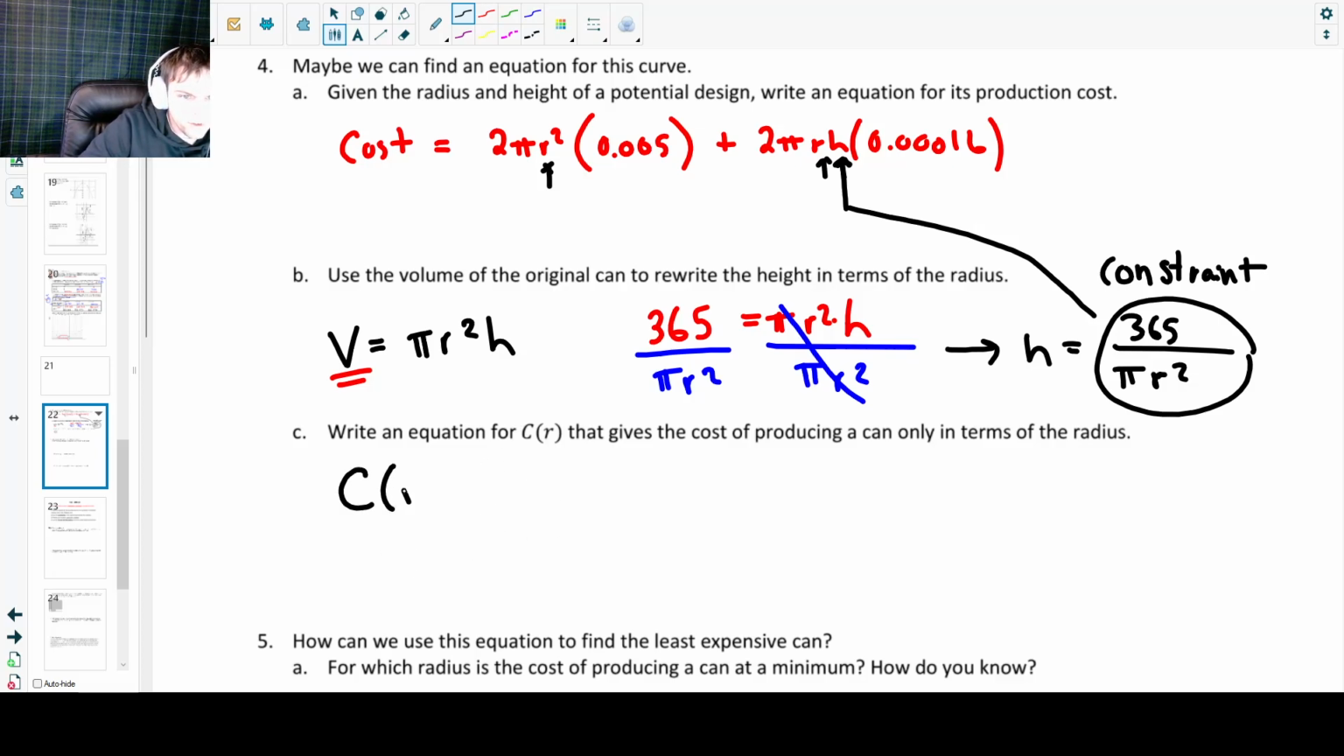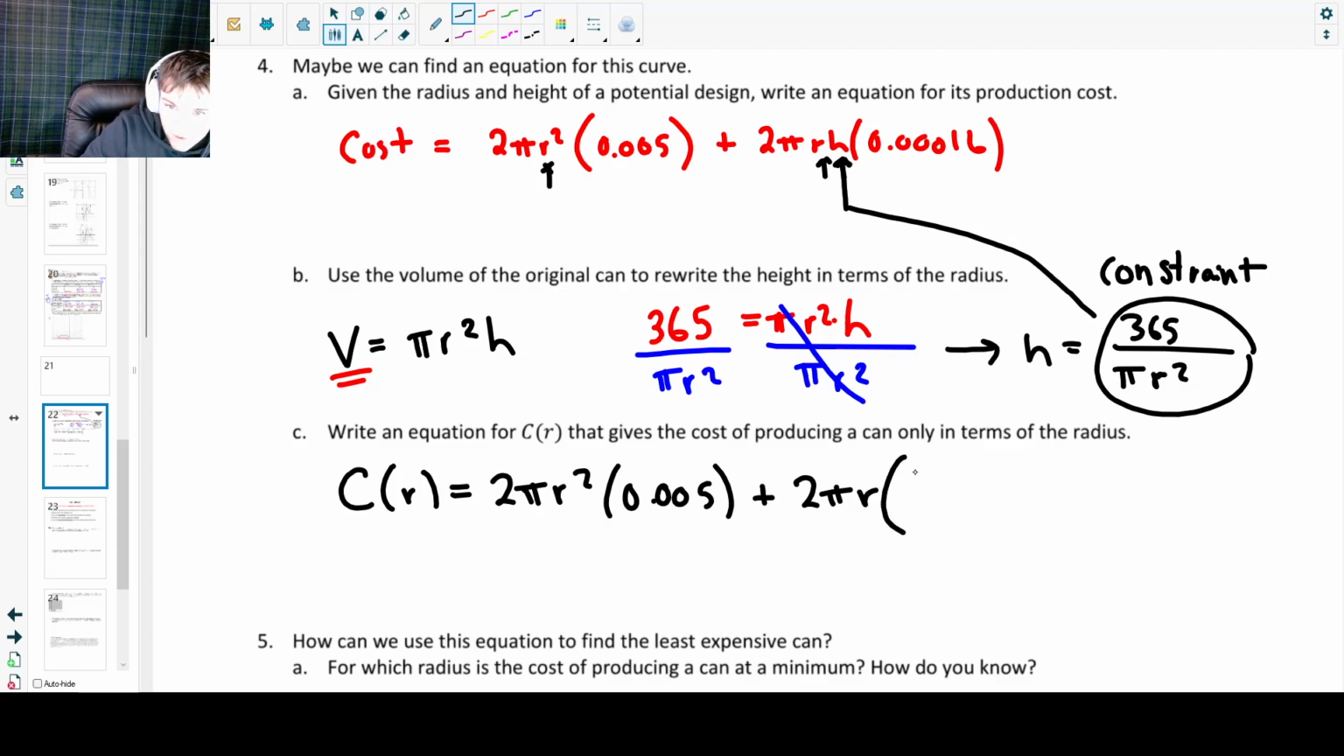So cost is equal to still 2 pi r squared times 0.005 plus 2 pi r h. Now h is 365 over pi r squared, and that gets multiplied by the cost of the side, so 0.0016. Cool, we do have a little bit of simplifying that can take place here.